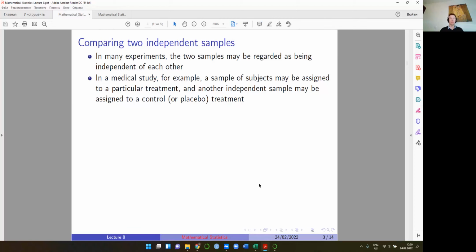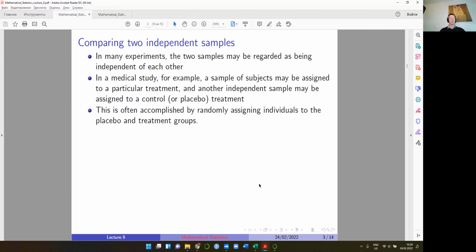Well, in principle, we have two samples. One is a treatment sample, another is a control sample, and yes, we randomly assign people into these treatment and placebo groups, and then we want to measure some numeric outcome of this experiment.